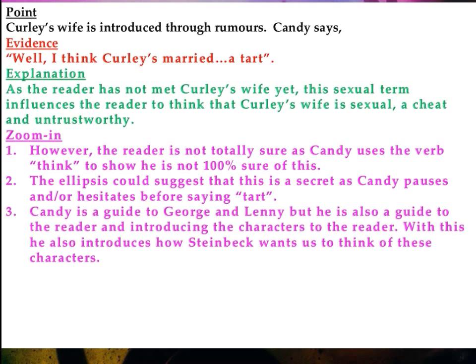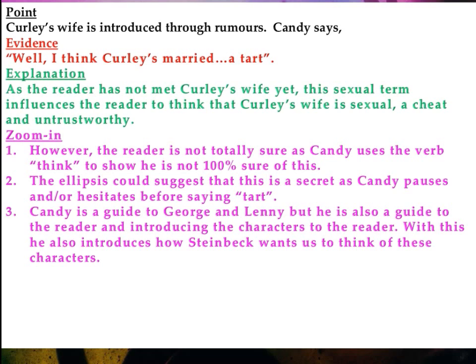Then I've talked about the guide. Candy is a guide to George and Lenny, but he's also a guide to the reader in introducing the characters. With this, he also introduces how Steinbeck wants us to think of these characters. So if you look at zoom in 1 and 2, all of that is one sentence explaining why the word think has been used, and one sentence explaining why they've used 3 dots or an ellipsis.